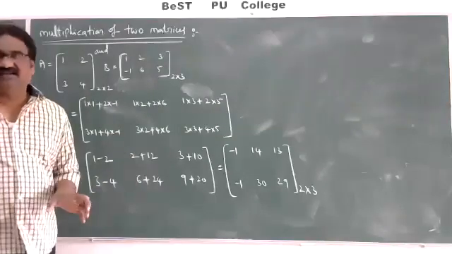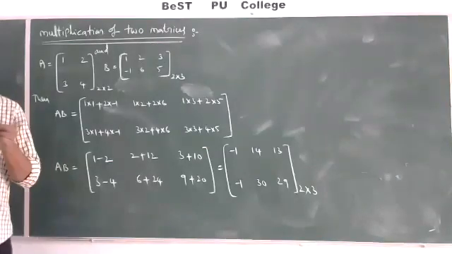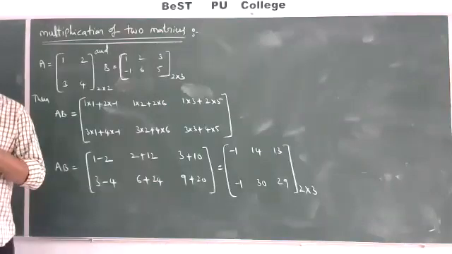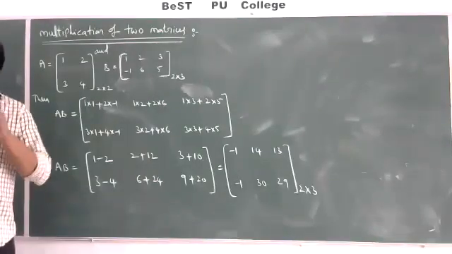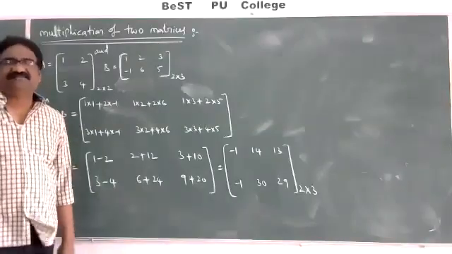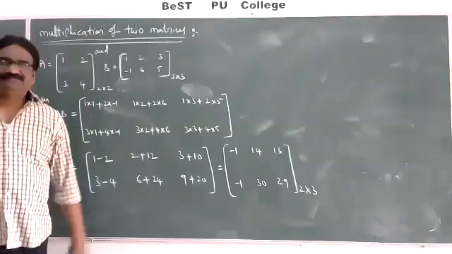First verify that you require AB. First verify the order of A and then the order of B. If the number of columns in A is equal to the number of rows in B, then AB exists. Otherwise, you write AB does not exist. If it exists, then do like this.